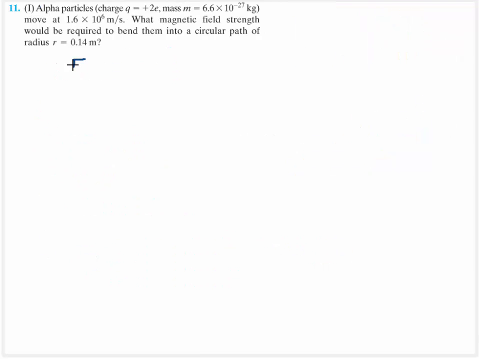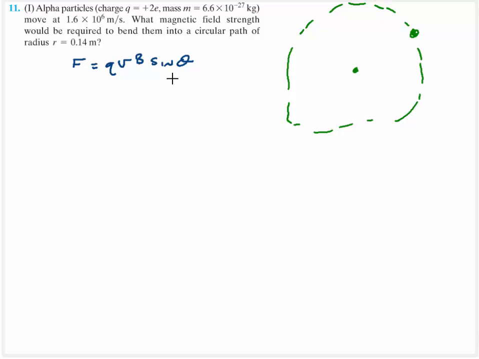Now I know that if I have a charged particle moving in a magnetic field, it's going to experience a force. It's going to be equal to its charge times the velocity times the magnetic field, and then the sine of the angle in between them. So I'll picture an alpha particle right here, moving in a circle. It's actually going to have the magnetic field perpendicular to it, and so the sine of the angle is going to be the sine of 90, which is just going to be 1.